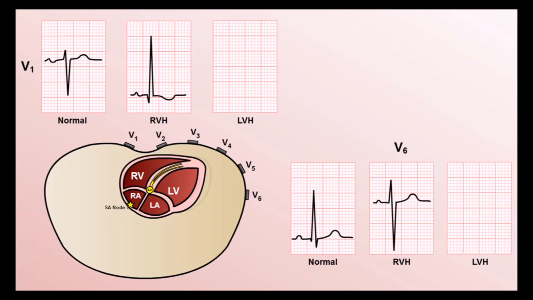In LVH, the vector towards V6 is of even greater amplitude. As a consequence, the S wave in V1 is deeper and broader, and often lacks the initial upwards deflection, and the R wave in V6 is taller and broader, and often lacks the initial physiologic Q wave.